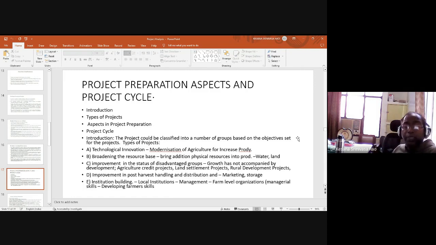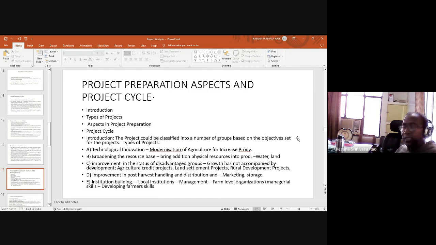Broadening the resource base, this is the most important factor. How to broaden the resource base? Everybody wants to do some type of project or the other, but the constraint is how to broaden the resource base. That is the most important.